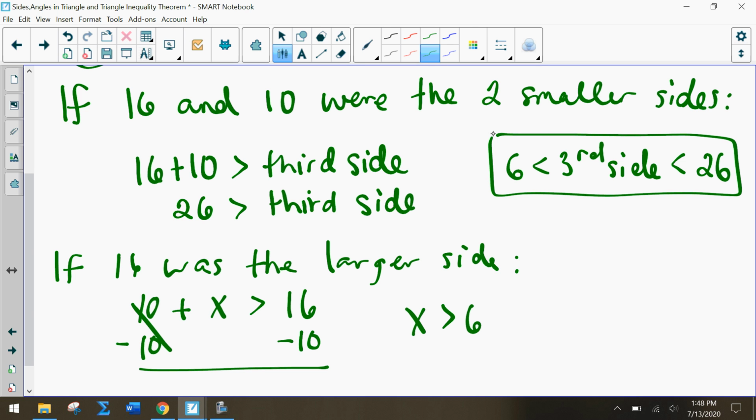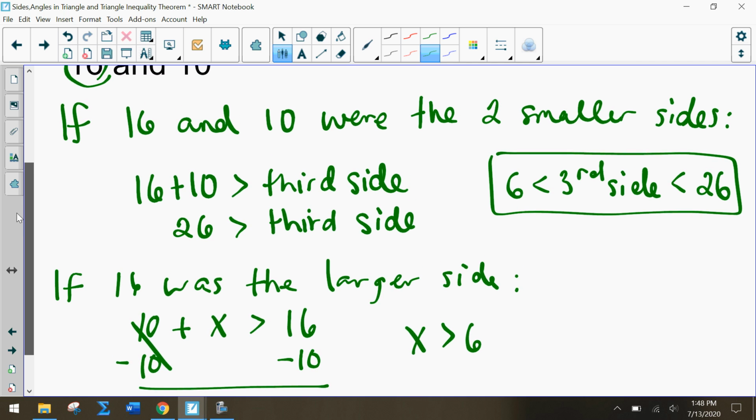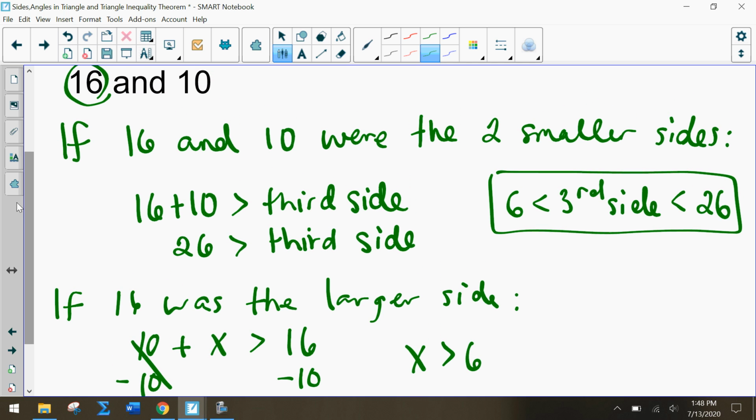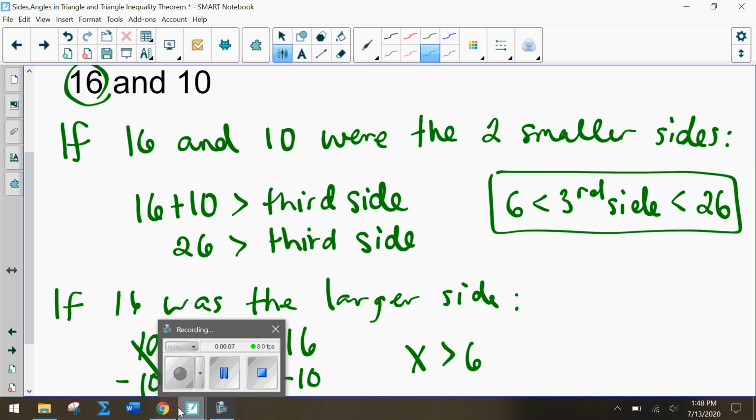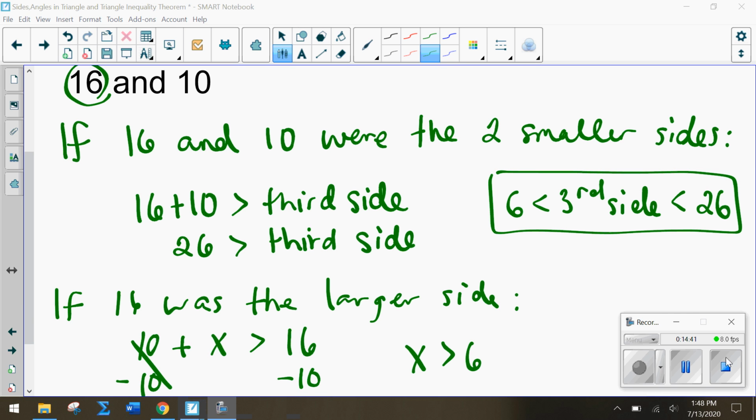If 16 and 10 were the two smaller sides, we have to think about, all right, what could the third side possibly be? But what if 16, the given side, was the larger side, and we were finding another smaller or shorter side? So we're going to practice more of these tomorrow. But for now, make sure you have these written in your notes and you have these practice problems here to refer back to.